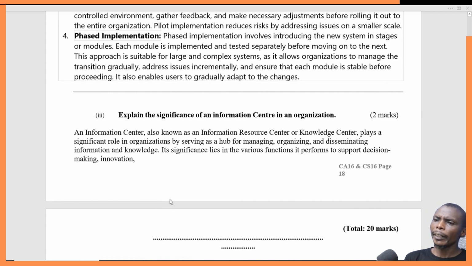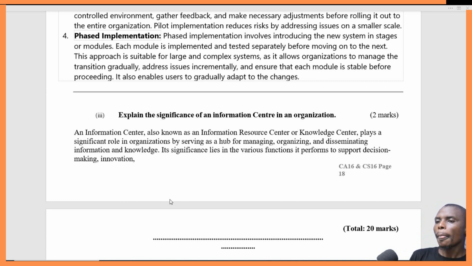Then the next one was saying, explain the significance of an information center in an organization. So the information center, which is sometimes also known as information resource center or knowledge center, plays a very crucial, significant role in an organization. Why? Because it is serving as a hub of managing, or as a center of managing, organizing, and disseminating information and knowledge. Its significance lies in various functions it performs to support decision making and innovation.